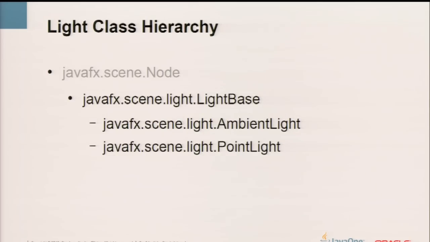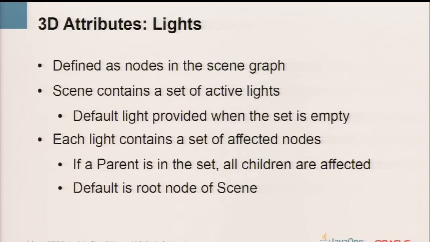So lights inherit from a single base class called light base, and then we have two types defined now, ambient and point. We might consider additional types of light in the future. Those are the only two we're committing to for this release. Okay. Lights are also nodes in the scene graph, just like cameras. We have a default light if you don't specify one.